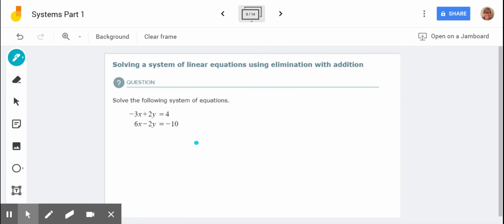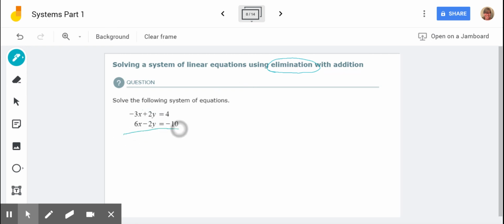Okay, this is solving a system of linear equations using elimination with addition. All right, this one. This is my absolute favorite kind of problem or method to solve. So this is the third way that you're going to have to do it. It's called elimination. The reason why it's called elimination is because you are going to eliminate one of the variables. The idea is to get the situation where you can cancel one of the variables.